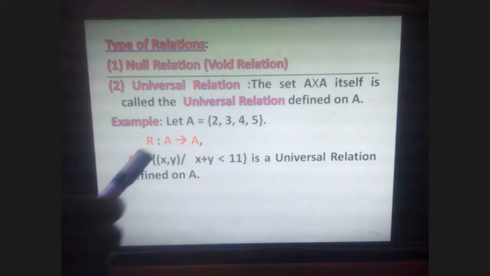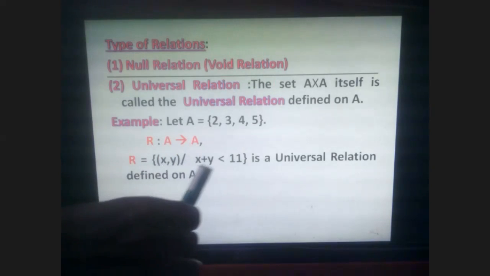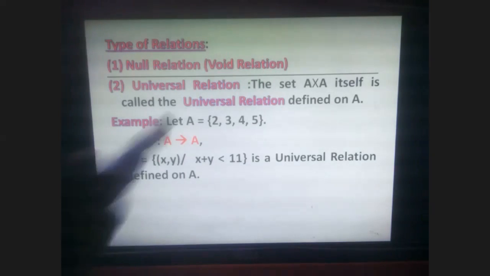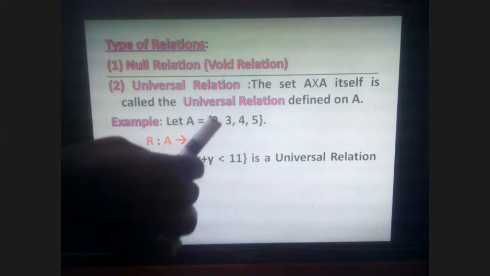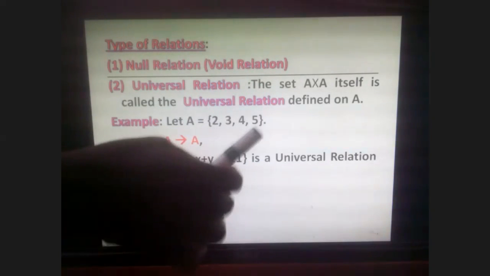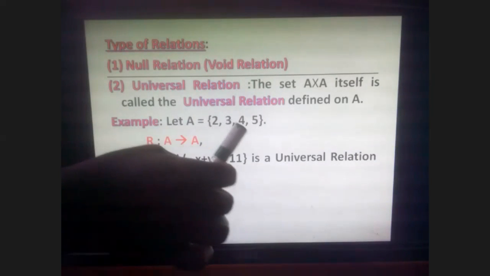If I have a relation from A to A, R equal to the set of (X, Y) such that X plus Y less than 11, what are the elements here? It is a subset of A cross A. (2, 2): 2 plus 2 less than 11. (2, 3): 2 plus 3 less than 11. (2, 4), (2, 5), (3, 2), (3, 3), (3, 4), (3, 5), (4, 2), (4, 3), (4, 4), (5, 2), (5, 3), (5, 4).